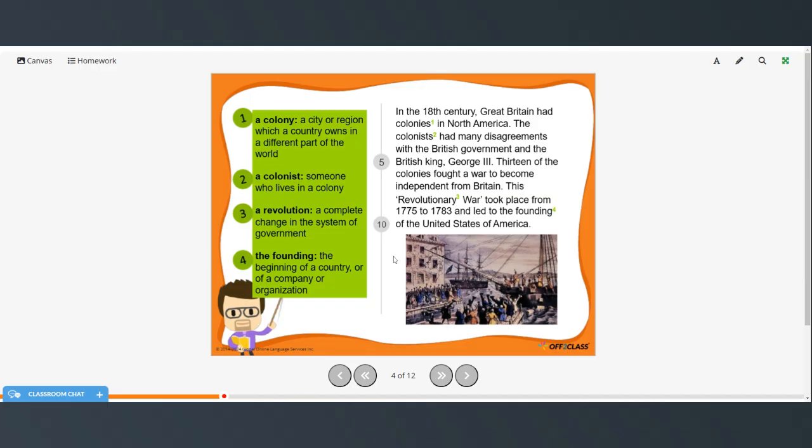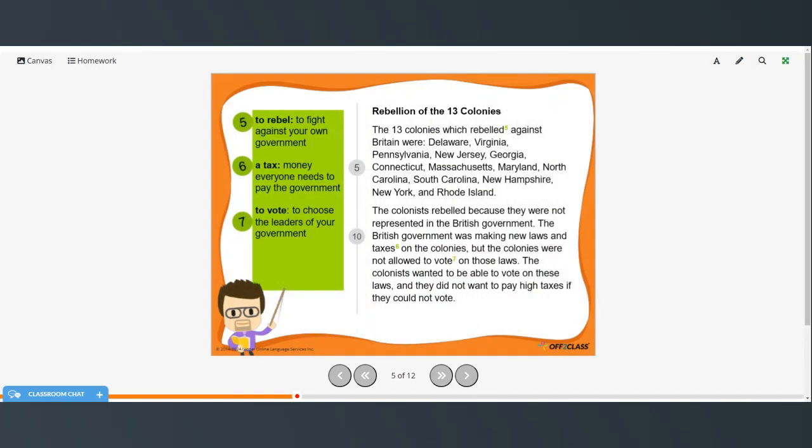Now, for the reading selection, you can either pause the video and read on your own or follow along as I read. In the 18th century, Great Britain had colonies in North America. The colonists had many disagreements with the British government and the British King, George III. 13 of the colonies fought a war to become independent from Britain. This Revolutionary War took place from 1775 to 1783 and led to the founding of the United States of America.